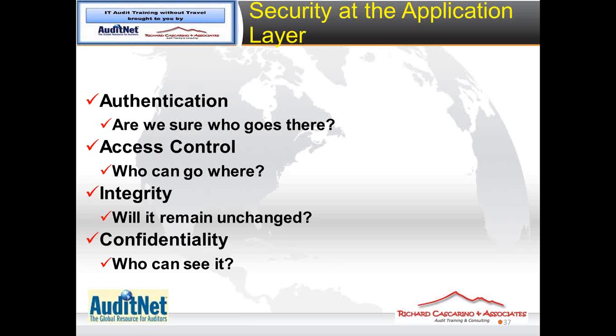Integrity of information at the application layer. If it's 5, will it stay 5, or will someone change it to 4 or to 9? And from a confidentiality perspective, who can see it? Now, all of that is telling you here are problems, here are problems, here are problems. Question, what can we do about it?